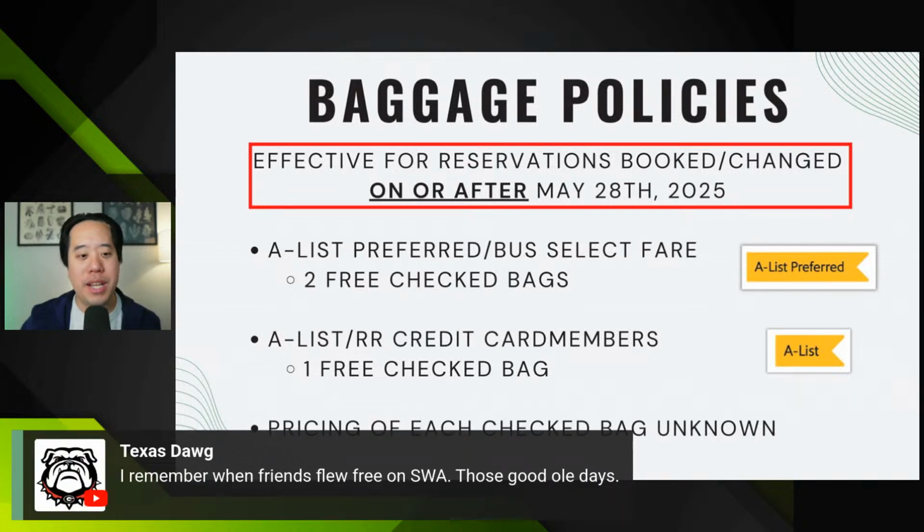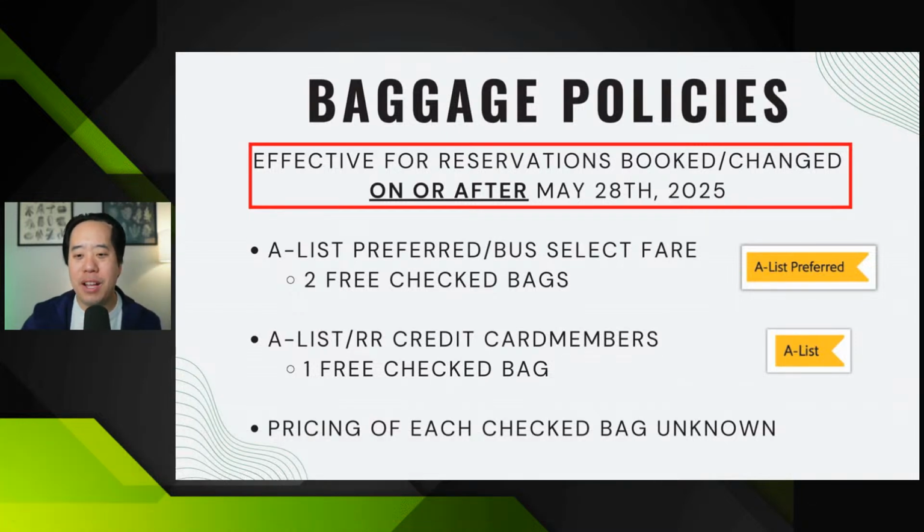Texas also comes in and says, I remember when friends flew free on Southwest. Those are the good old days. I don't remember that, but there's a Companion Pass that's kind of the same. You have to work for it, but it would be really cool if they had a friends fly free situation.